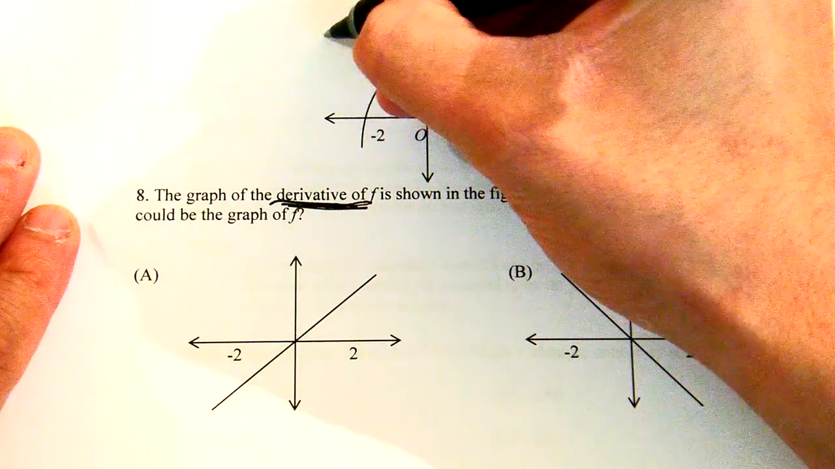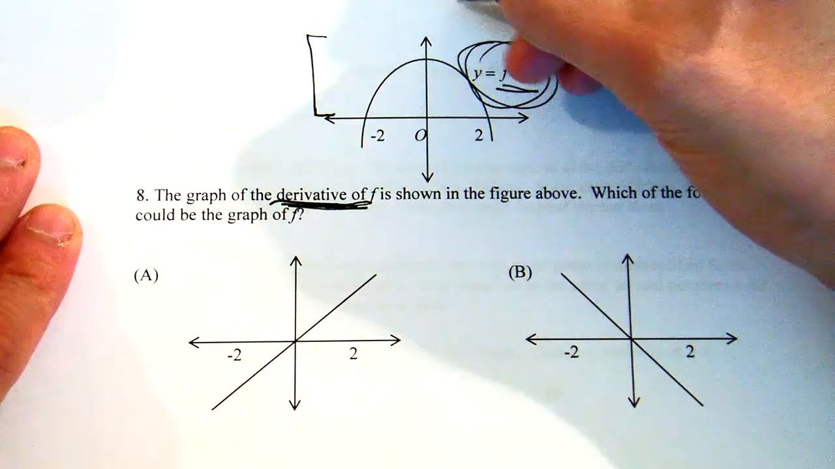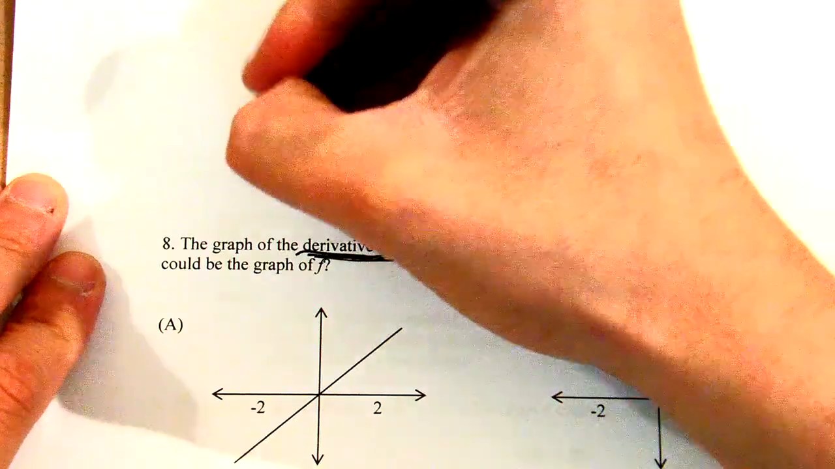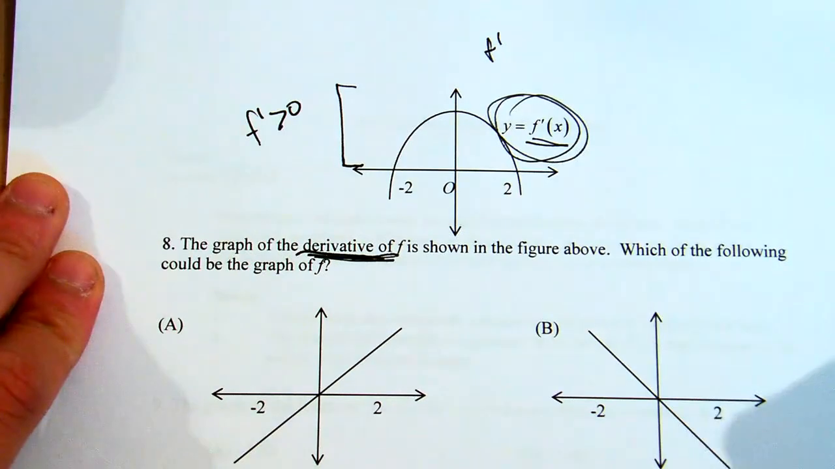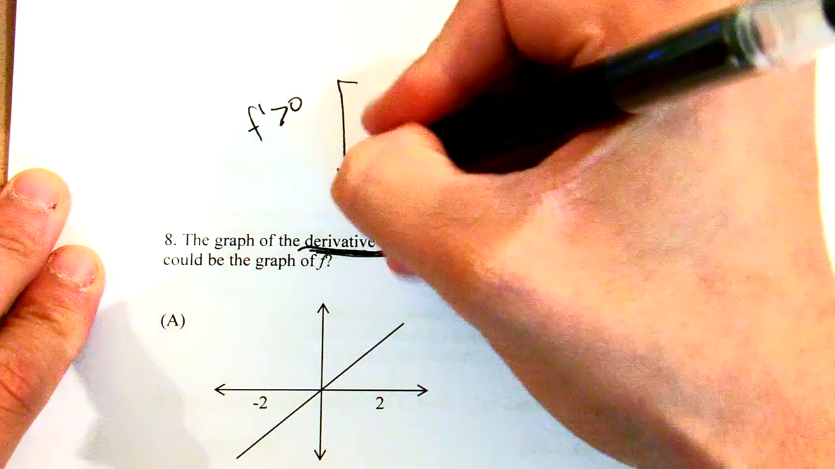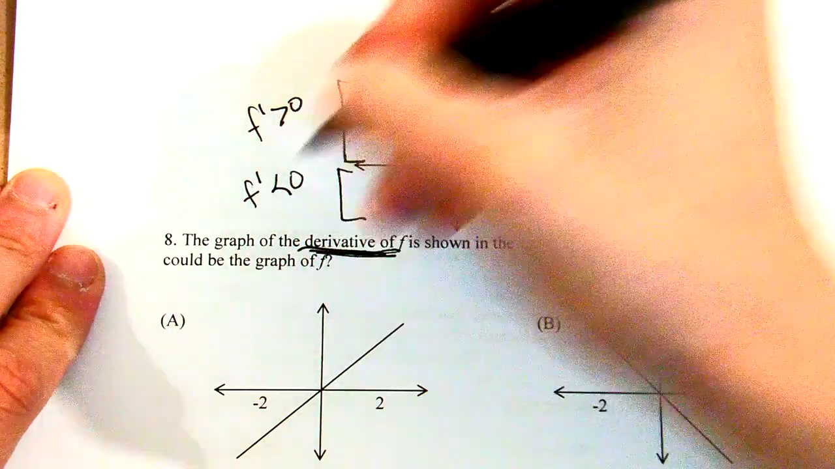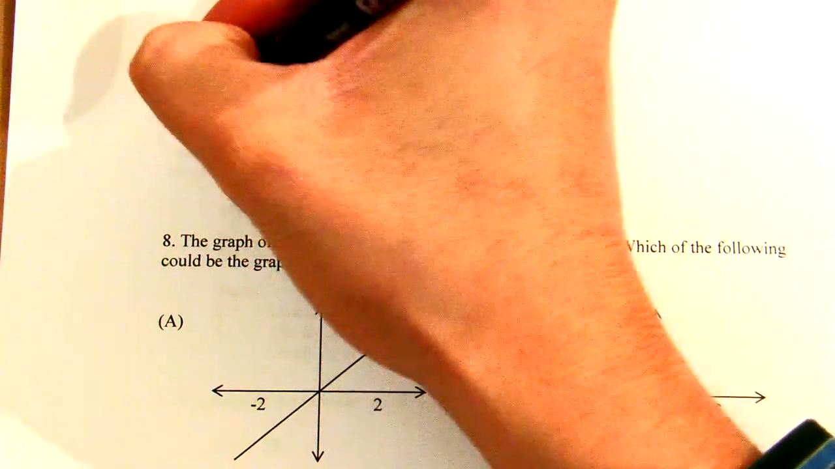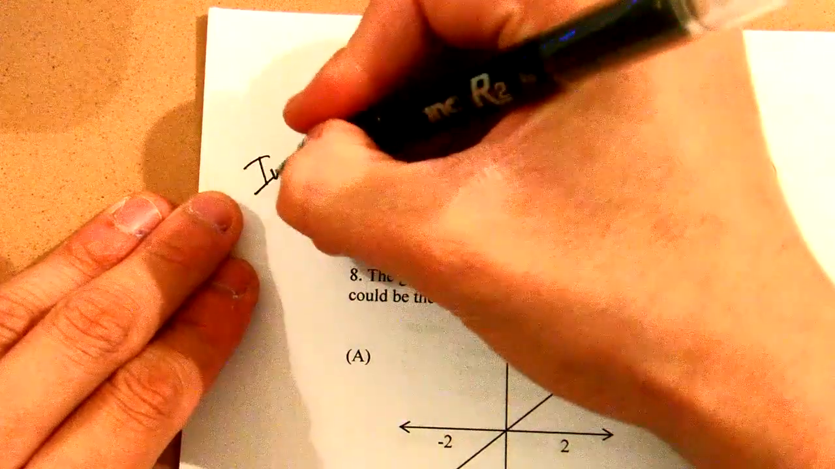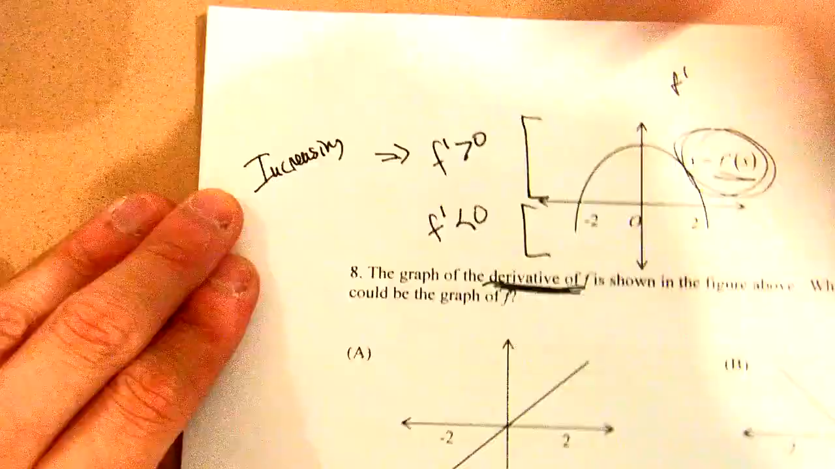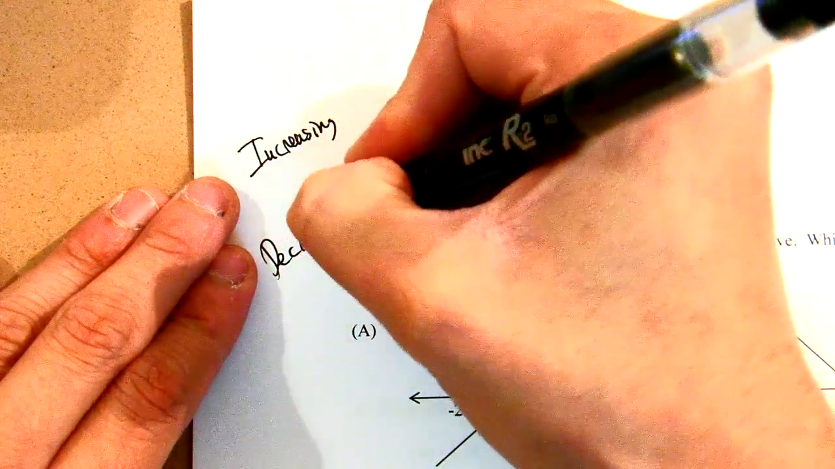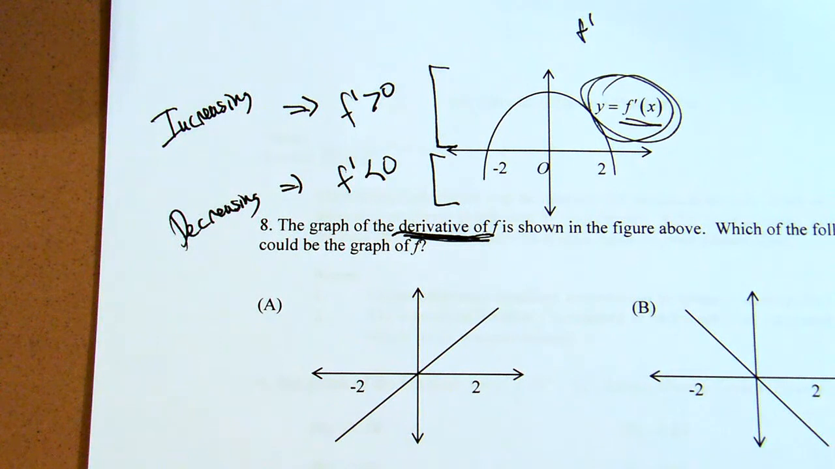So if we remember here, because this is f prime, clearly f prime is above 0. So here f prime is greater than 0 because it's above the x-axis. And here f prime is less than 0 because it's below. So if you remember, greater than 0 means increasing. Less than 0 means decreasing. So I want a graph that does that here.